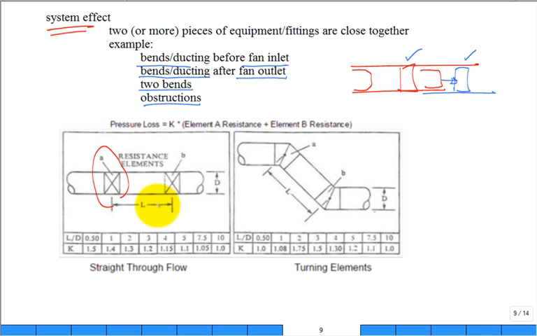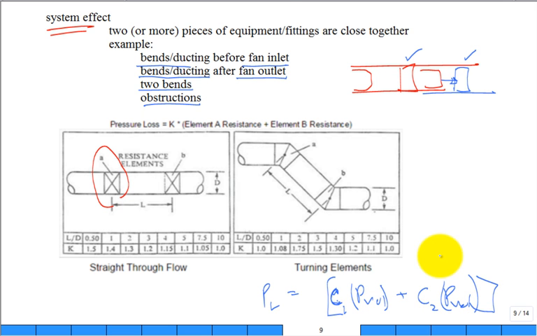So if you had, let's say, this by itself with the super long run, both in and out, and then the other one by itself, you would say that the pressure loss would be a constant times the velocity pressure right here. And that constant is the loss coefficient. And you would add it for the first one, you would add it for the second one. But if they're close enough together, you put a special multiplier right here. That's that K.